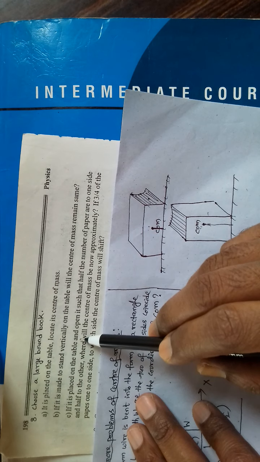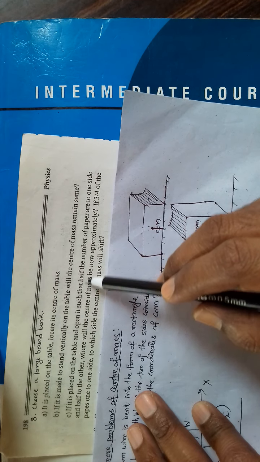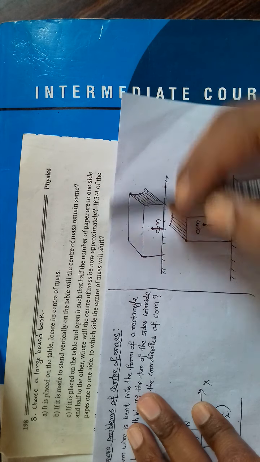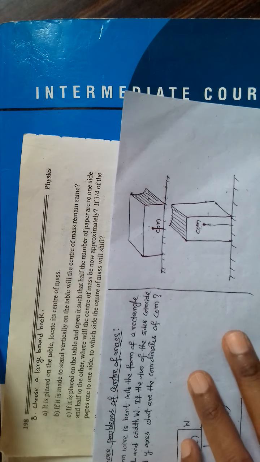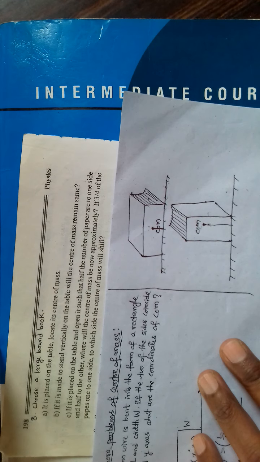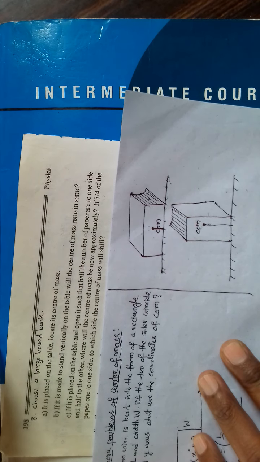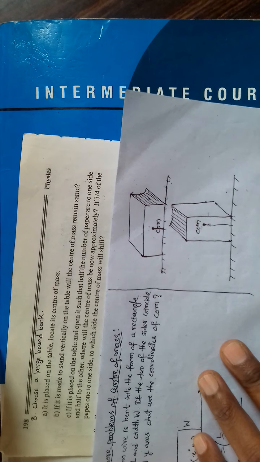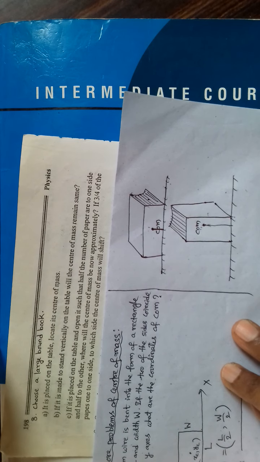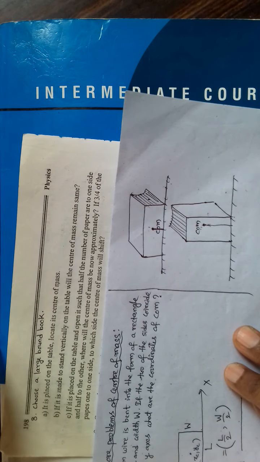If it is placed on the table and opened such that half the number of papers are to one side and half to the other, where will the center of mass now be approximately? So this time this book has half the pages to one side, half the pages to the other side. Now obviously the center of mass will be here.